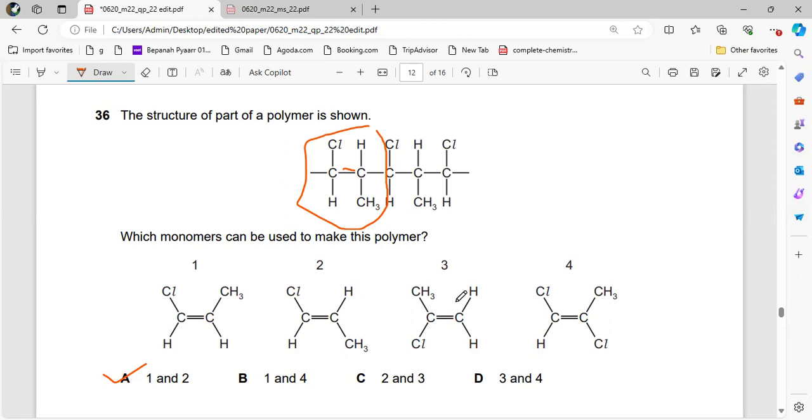In the third option, C, if you observe the polymer, chlorine and this methane group are attached to 2 different carbon atoms. But in option 3, both these groups are attached to the same carbon atom. That is why this is wrong. And in the fourth one, the whole structure is wrong. We have only 1 chlorine here, and here they have shown 2 chlorines. So this is wrong. So 1 and 2 are correct.